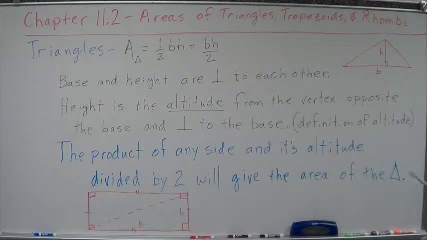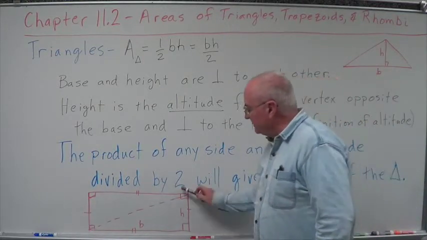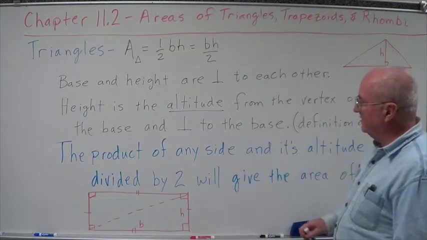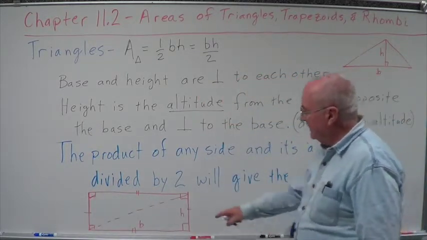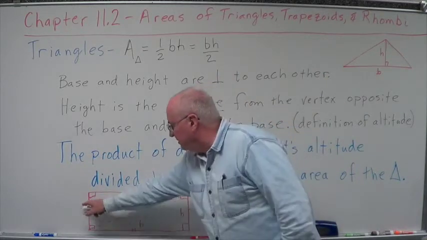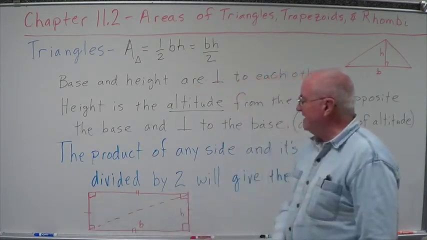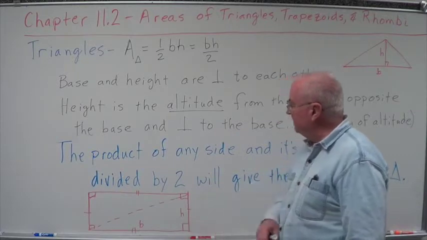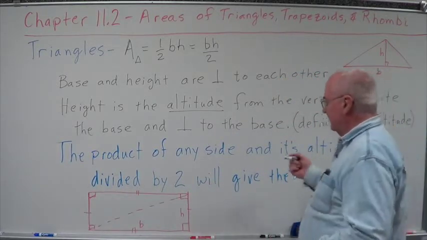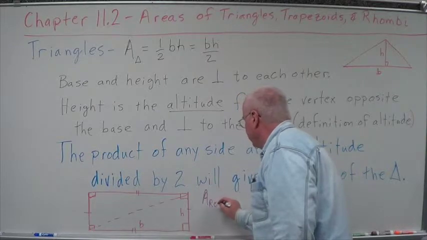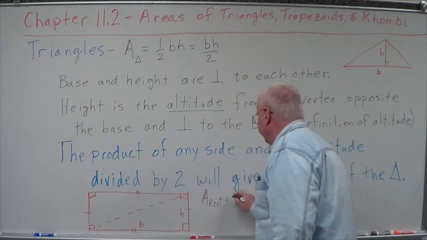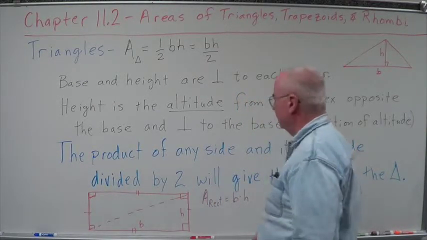Now, we're going to look at another simple visual proof of this. We've got a rectangle down here. How do I know it's a rectangle? Well, all of its angles are congruent. Its opposite sides are congruent. I've labeled the bottom as B. I've labeled this side over here as H. The area of the rectangle equals what? Base times height.